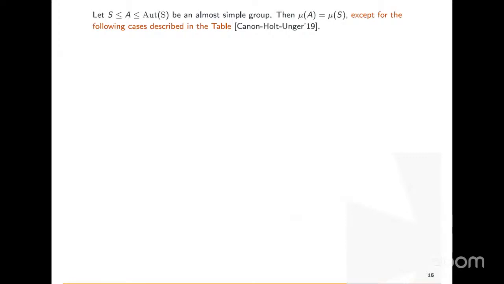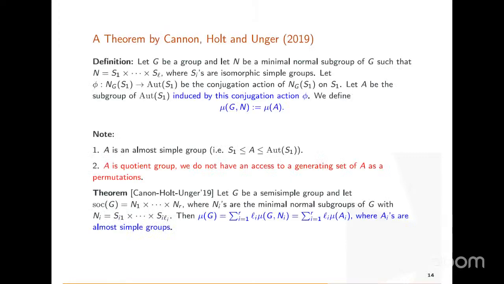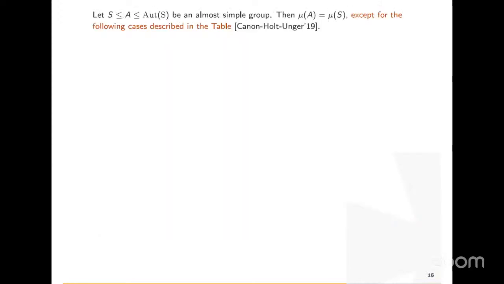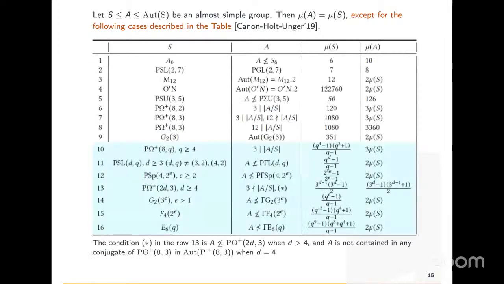So now, from here it is clear that to find mu of G, we have to find mu of A for an almost simple group A, right? Now they also gave a result, which they also proved, that if A is an almost simple group, then mu of A is equal to mu of S, the simple group S, except for a few cases which are in this table.